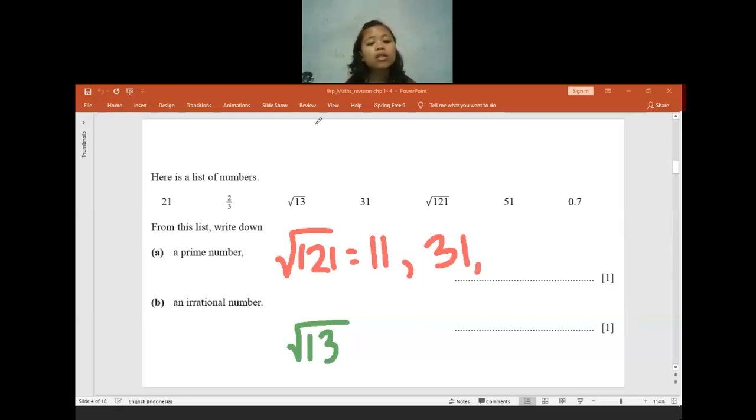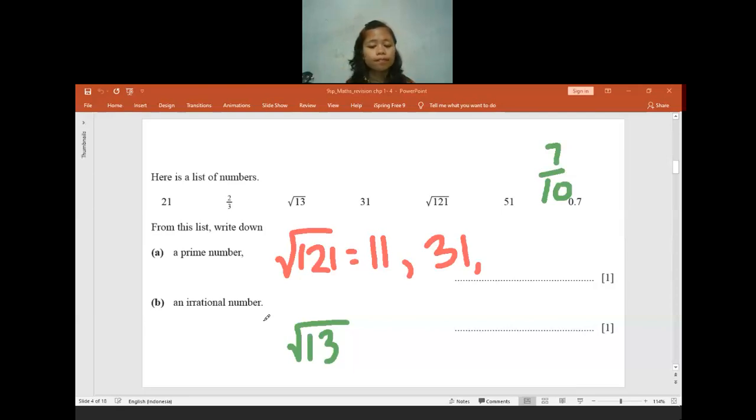0.7? 0.7 can be 7 over 10, right? 7 over 10 is a fraction, so it is a rational number, because a rational number is any number that I can change into a fraction. That's why 0.7 is not an irrational number. Is it clear enough? Or is there anyone who still has difficulty? No?